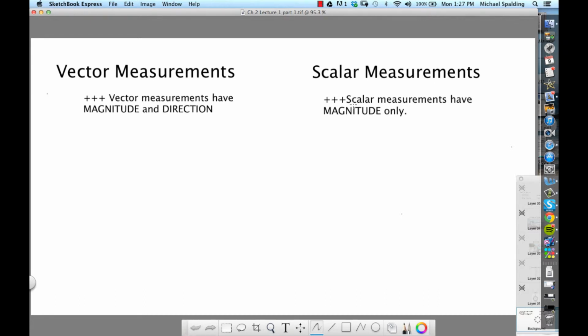All right, so the first thing we're going to talk about are the two types of measurements. Any measurement that you can think of is either going to be considered a vector measurement or a scalar measurement.